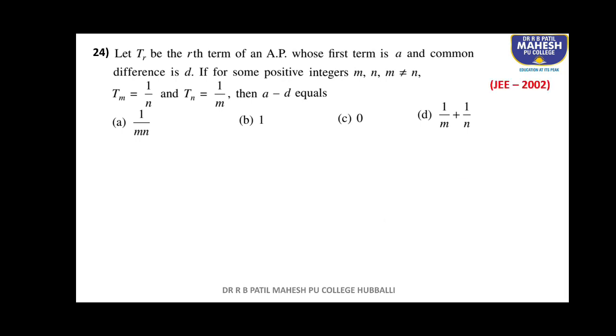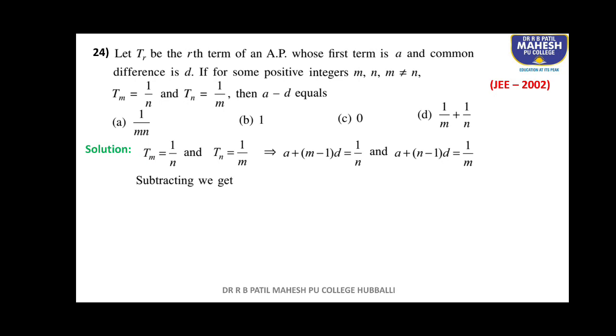Let us see the solution of this question. This question was already asked in JEE in 2002. Let us go for the solution now. Tm can be written as 1 by n and Tn can be written as 1 by m, as per the given data. Now we can write A plus m minus 1 into D is equal to 1 by n, and A plus n minus 1 into D is equal to 1 by m.